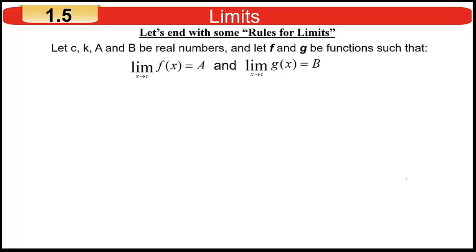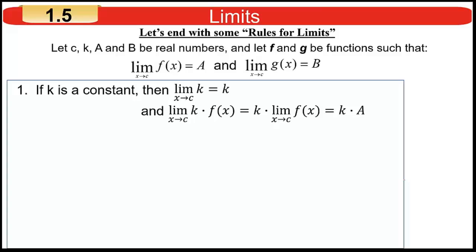A lot of formalities here, but basically we've got a function f whose limit is a as x approaches c, and another function g whose limit is b as x approaches c, and that's going to be the setup for the rules we're going to talk about. The first rule just says that the limit of a constant is that constant. So if you're taking the limit of a number, it's just the number. And if you've got a number times a function, you can just hold the number off, take the limit of the function, and then multiply by the number. So the limit of a constant is the constant, and the limit of a constant times the function is just the constant times the limit of the function.